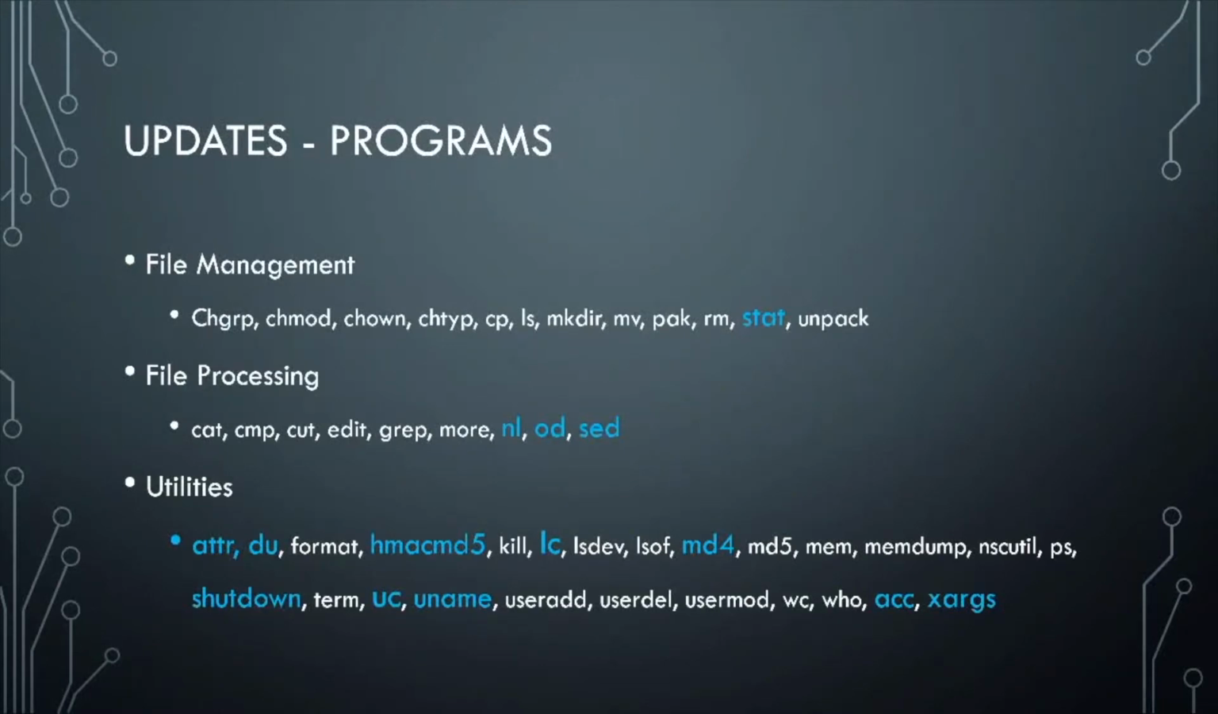New in the file management group is stat, which shows all the metadata about a file, such as owner and last access time. Thanks to Bobby, we have new file processing utilities for numbering lines, hex dump, a stream editor, a disk usage reporter, and an xargs command processor. There is a new uname command for reporting system information, such as the current version of the kernel or the build of the image you're running.